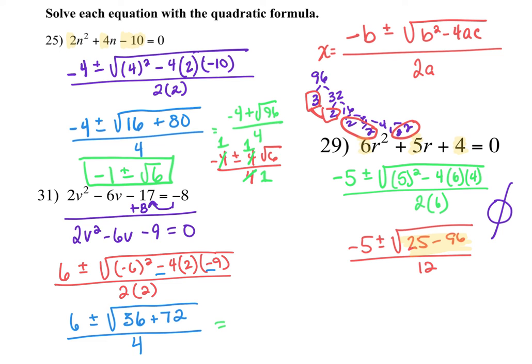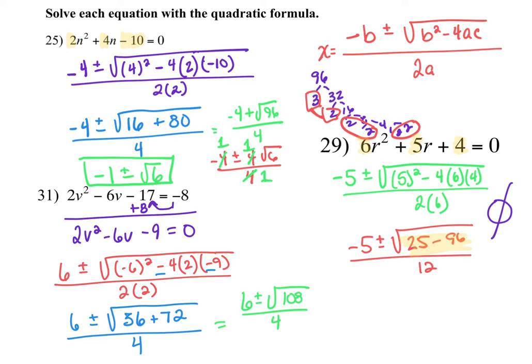All right. Keep going. All right. 36 and 72 is what? 108. All over 4. All right. 108 does not have a perfect root. So I probably need to do factor tree.